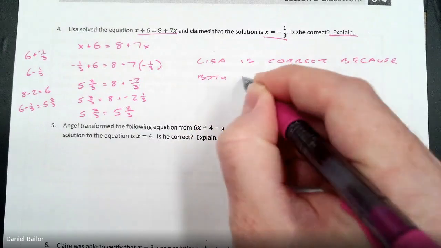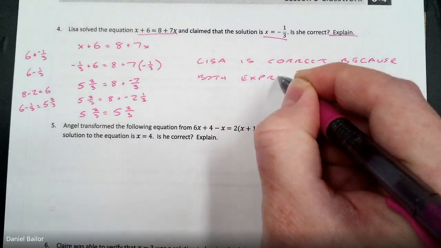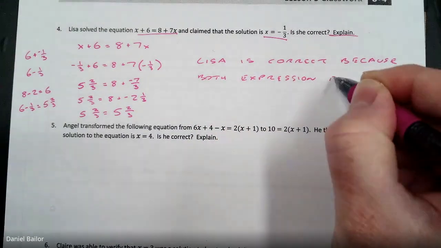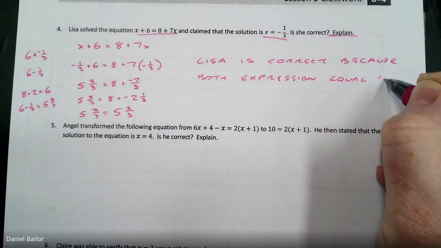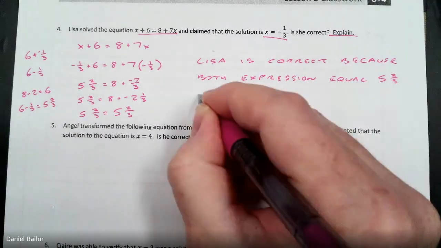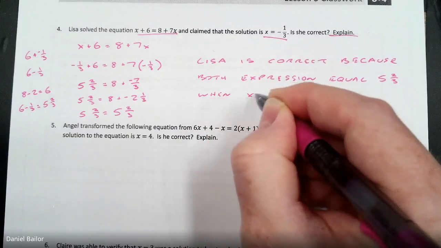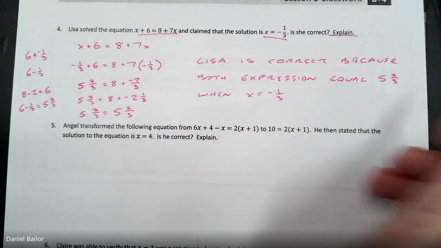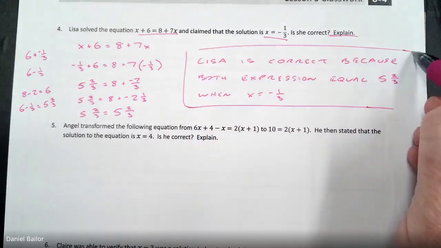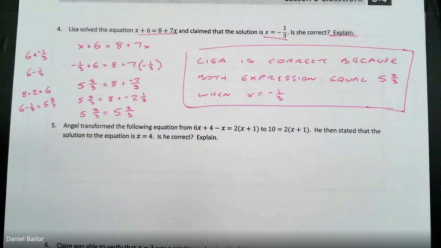both expressions equal 5 2/3 when x equals negative 1/3. That's our explanation. That is a good explanation. That is what I expect you to write for your work as well.